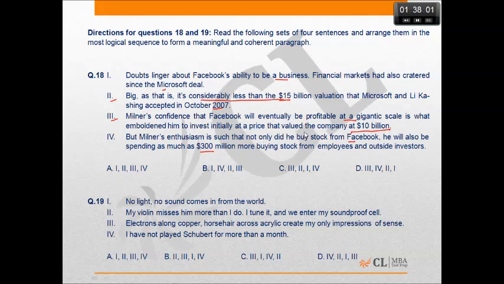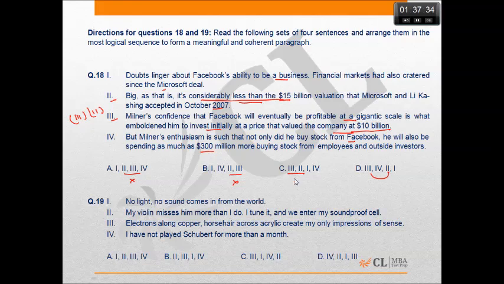Milner's confidence that it will eventually be profitable at a gigantic scale is what emboldened him to invest initially at a price that valued the company at $10 million. This was considerably less than $15 million. So 3 and 2 should be connected. The sequence should be 3, 2. So 2, 3 cannot be the right answer. 3, 2, so is this the right answer?